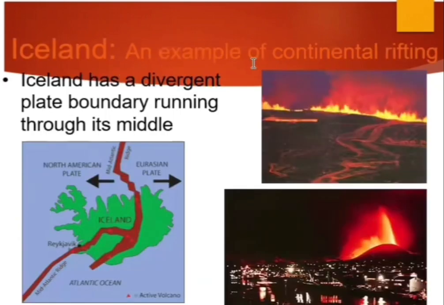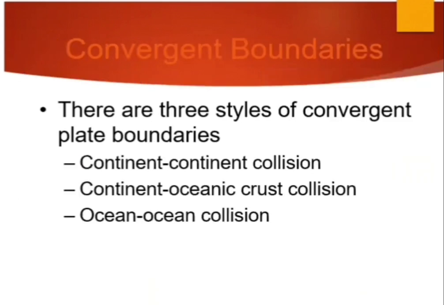Now, Iceland, an example of continental rifting. Iceland has a divergent plate boundary running through its middle. And as you know, Iceland had an earthquake and volcano a couple of years back. They had volcanic movement and eruption there because the plates are constantly moving apart. If you can see this, you have the North American plate pulling one side, the Eurasian plate pulling the other side, creating a gap in the middle. From this gap, molten material from the mantle reaches the Earth's surface, creating new landform when it cools and hardens.